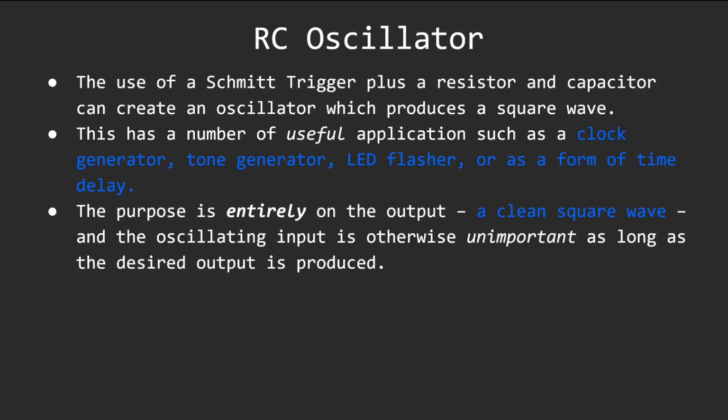Another use for a Schmitt trigger is to create an RC oscillator that just adds a resistor and a capacitor to create an oscillator that produces a square wave. That's the whole point of this. It's just to create a square wave. The specifics of the input or the output don't matter. But there are some useful applications for this. You can generate a clock pulse, a tone generator, an LED flasher, or even some form of time delay. As I said, the purpose is just creating a clean square wave, and whatever you put into the input doesn't really matter as long as you're getting an output of a clean square wave.